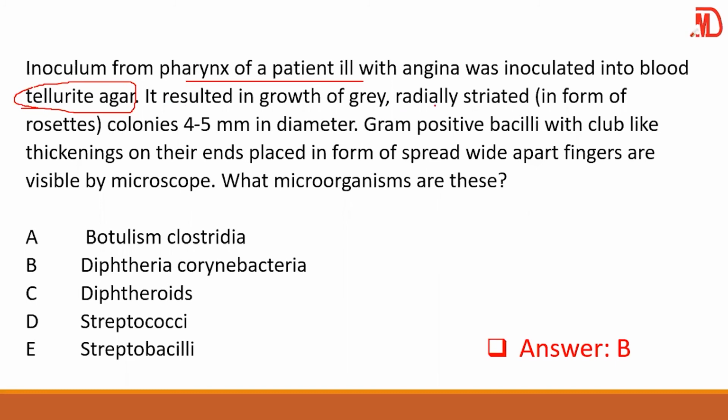And again, look at it. We say it resulted in gray, radially striated colonies. And in gray, we are referring to a fibrinous kind of inflammation. And in fibrinous, we have catarrhal and we have diphtheric. So you see? Great. So let's continue. The answer is diphtheria.